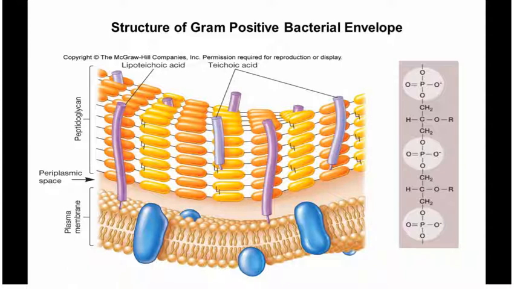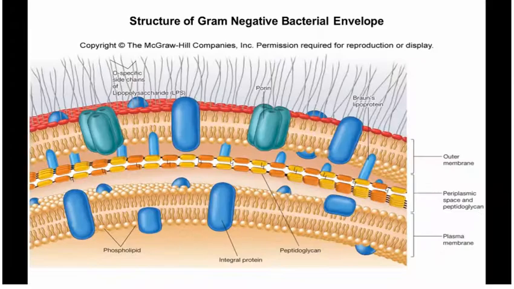Lipoteichoic acid is the same kind of thing, but you've got a lipid end group here which is going to attach the whole thing to the membrane. So once again, this is trying to keep the peptidoglycan physically attached to the plasma membrane. In between peptidoglycan and the plasma membrane, this is the periplasmic space.